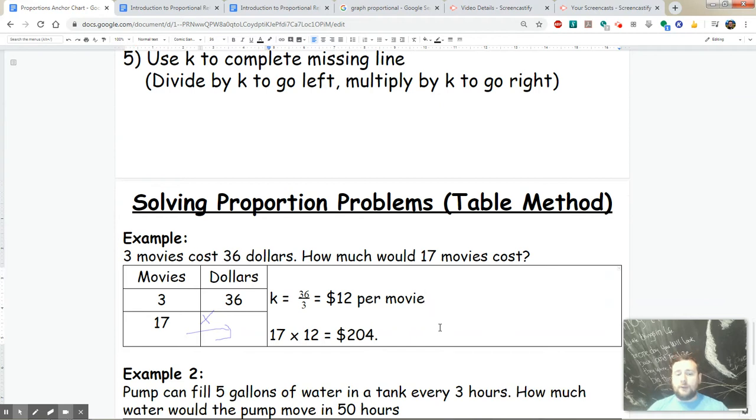So try this one. A pump can fill 5 gallons of water in a tank every 3 hours. How much water would the pump move in 50 hours? Pause before you try to do it.